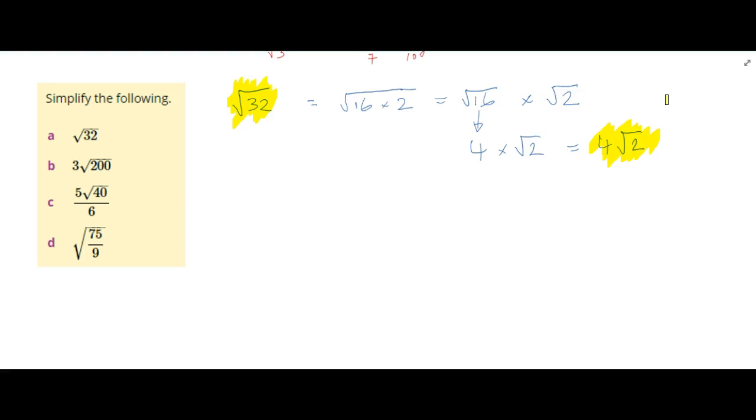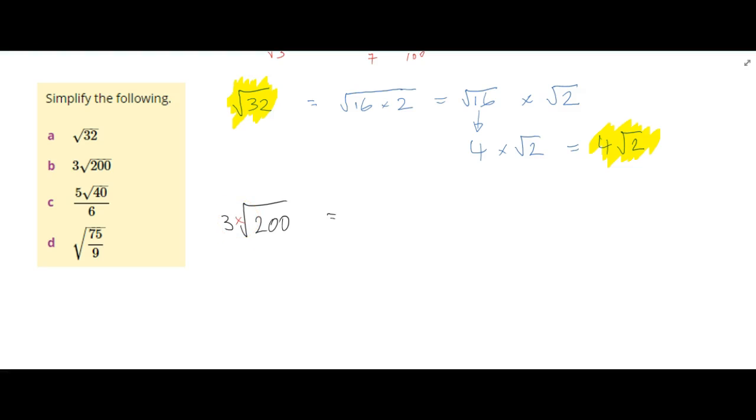Okay, now the second one there. Let's do that: 3 square root of 200. It's actually 3 times the square root of 200. It's like an algebra pronumeral. This means there's a times in there that we don't show. So, 3 times the square root of 200.